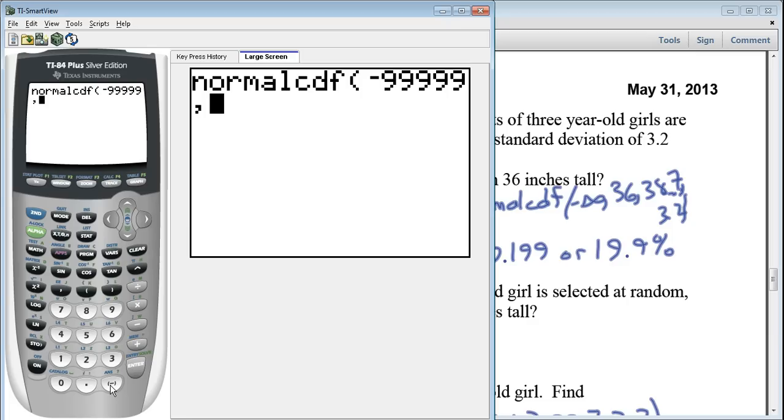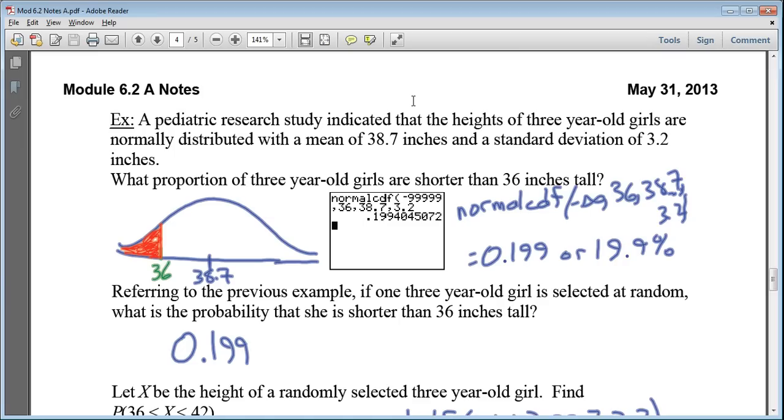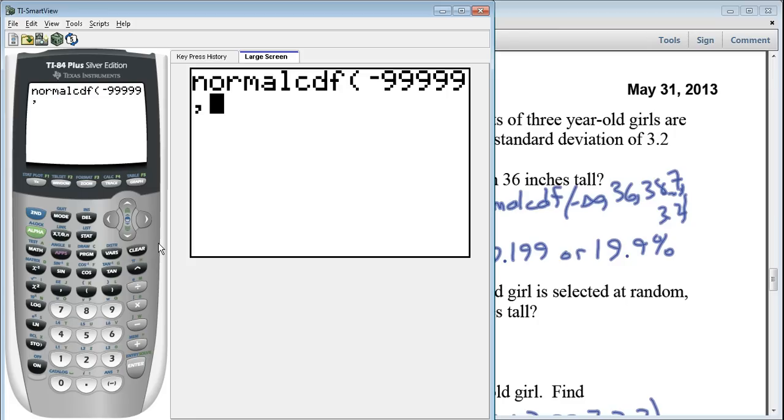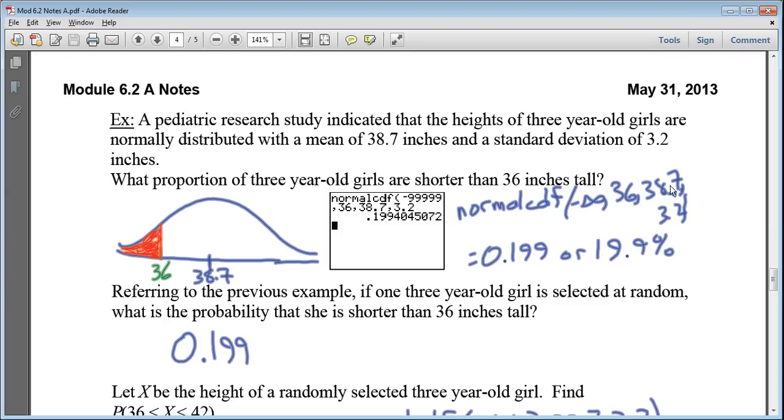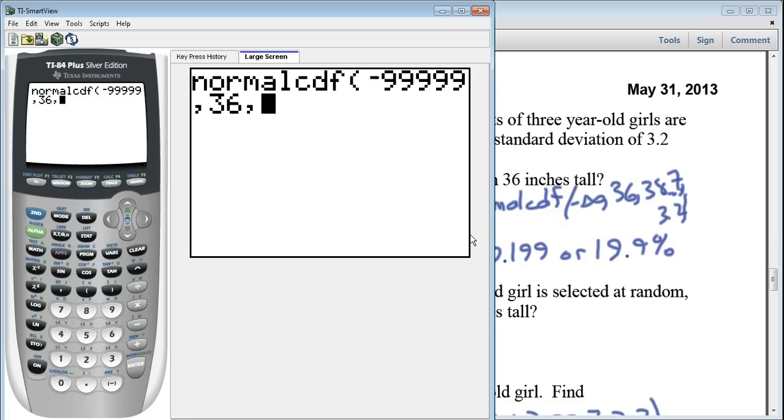Then I enter in the upper end of my area, and if you look here, the upper end of my shaded area is 36, so I enter in 36 and then another comma. And then the last 2 numbers are my mean and my standard deviation. So my mean in this problem is 38.7 inches. That's given to me. And my standard deviation is also given to me. That's 3.2.